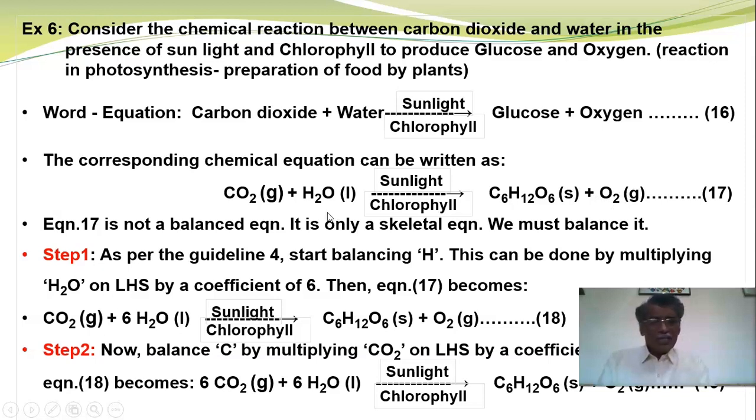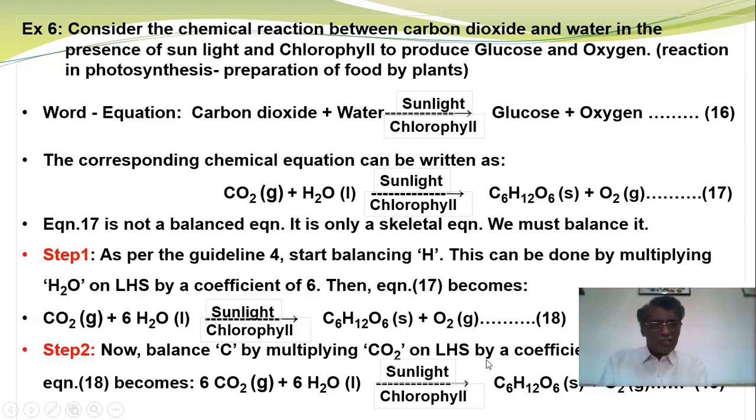Now we have to balance this equation. Again look at guideline 4. So then we have to start balancing H. This can be done by multiplying H2O on the LHS by a coefficient of 6.